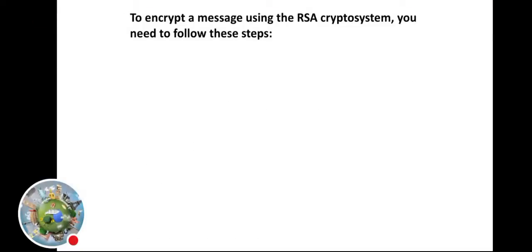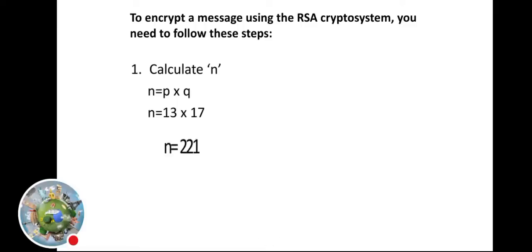So first step, to encrypt the message using RSA crypto system, you need to follow these steps. First one, you have to calculate the n value. What is the formula? N equals to P into Q. Then n equals to 13 into 17. The answer will be 221. Correct? Everyone got 221?